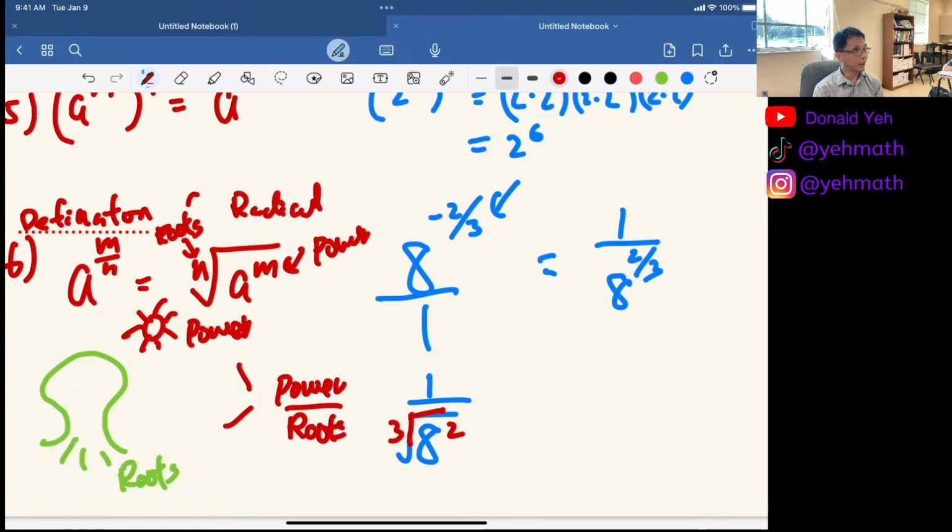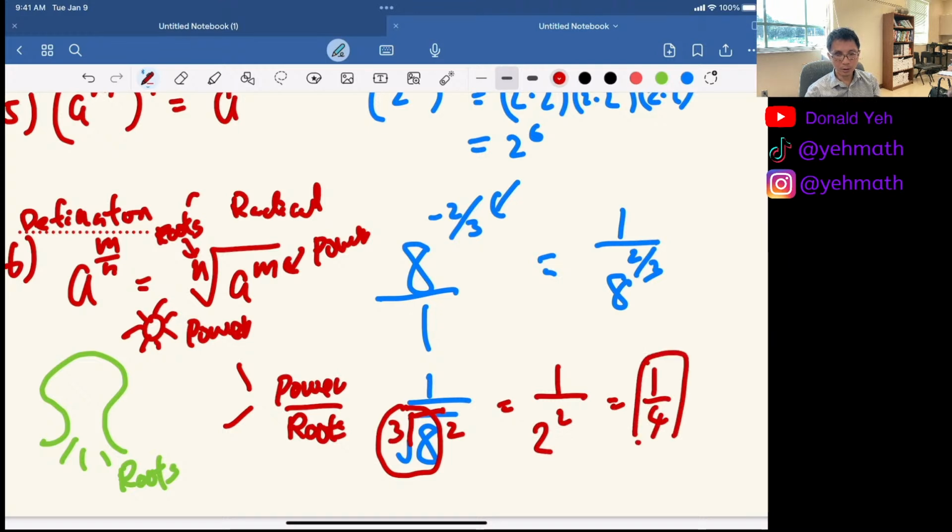Now, you don't want to do the power first, because in order for a tree to grow, you grow roots first. So you do the roots first. And if you do roots first, that will give you what? Something times something times something is equal to 8. It has to be 2. 2 times 2 times 2 is equal to 8. So therefore, 2 to the second, and the answer is 1 over 4. And there you go, that's how to do it. It's 1 over 4. So even something like this, you haven't learned, that's okay.